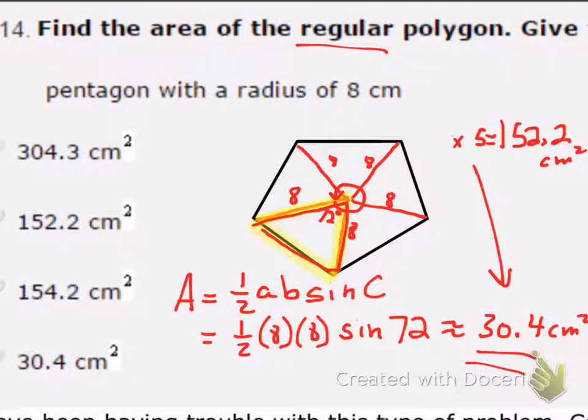Again, if we were doing an octagon, our central angle would be 360 divided by 8. So whatever the number of sides is what you divide by to get the value of that central angle, so you can use the side angle side area formula to find one of the triangles. And I find that this method is much easier than using trigonometry to find the value of the apothem and the value of the perimeter. And you can always use this method to find the area of a regular polygon if you are given the radius.